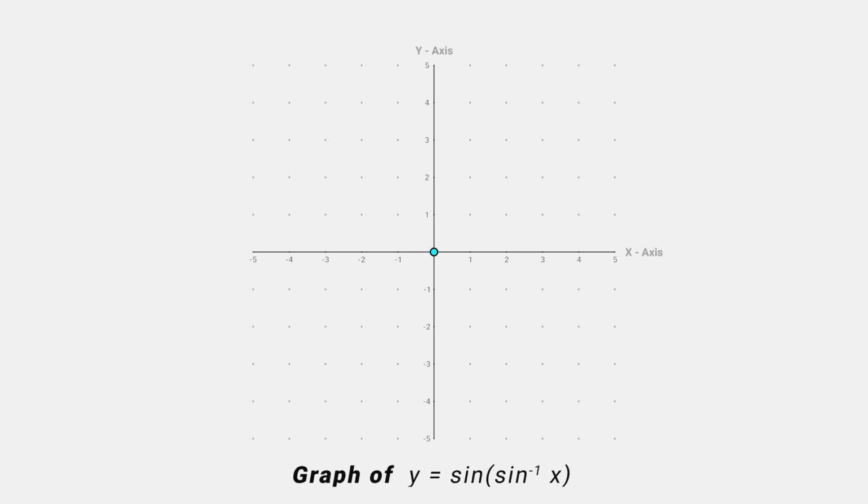Let's talk about sin inverse x. We know that sin inverse x lies between minus pi by 2 and pi by 2. So x lies between minus 1 and 1. So the graph of f of x is this, which is the same as the graph of cos inverse x because its domain is also equal to minus 1 to 1.